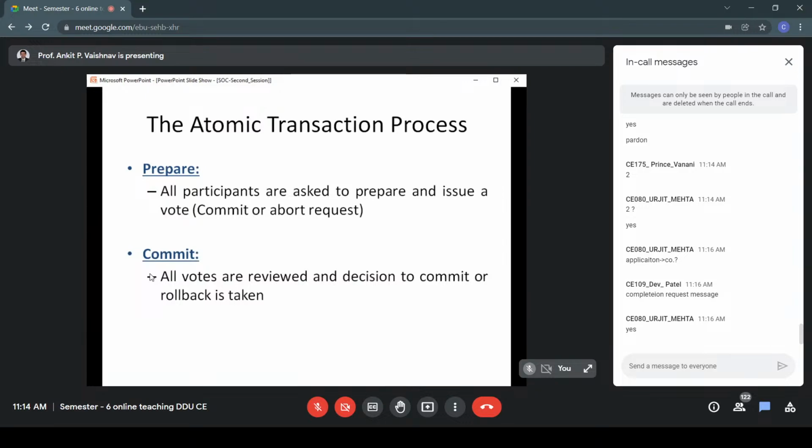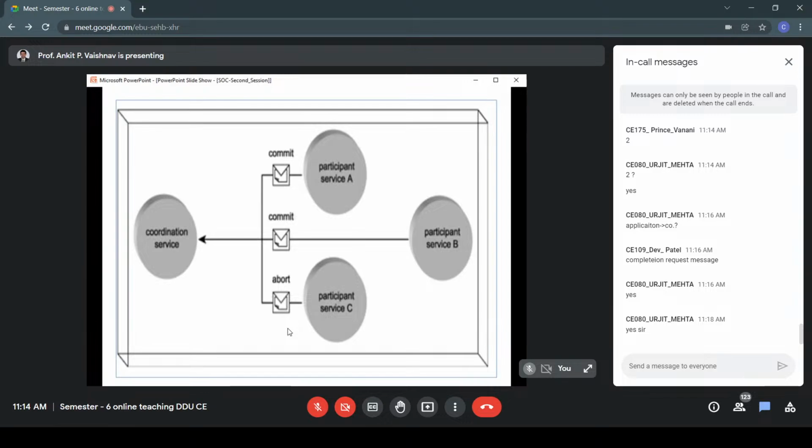Although it is called the commit step, we can also have rollback. So all votes are reviewed and the decision to commit or rollback is taken. This is the process of the atomic transaction coordinator, and it has to be done in the end, after receiving the completion request message from the application service. Understood this process? What is prepare and commit? I have a diagram to explain that also, so you can just observe this.